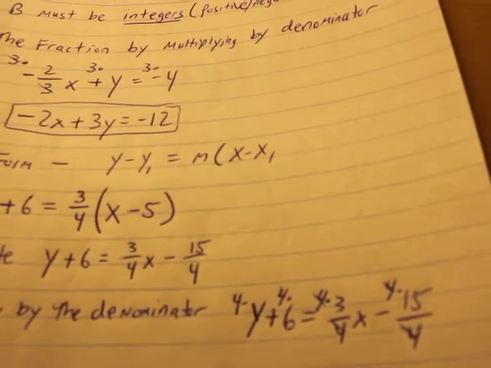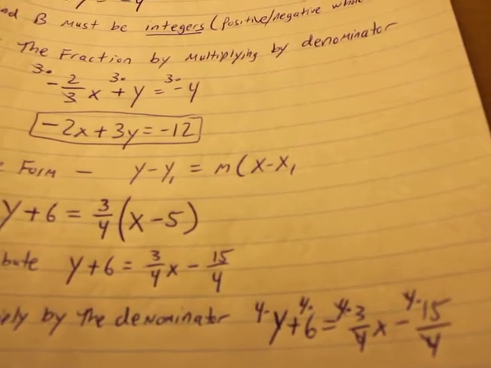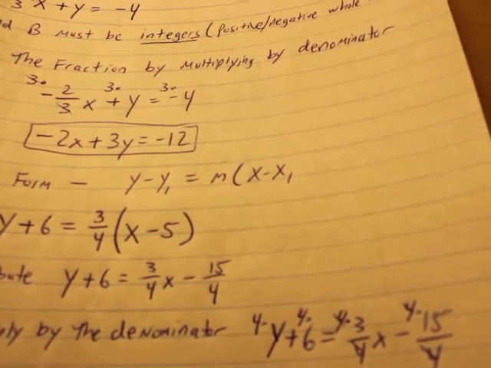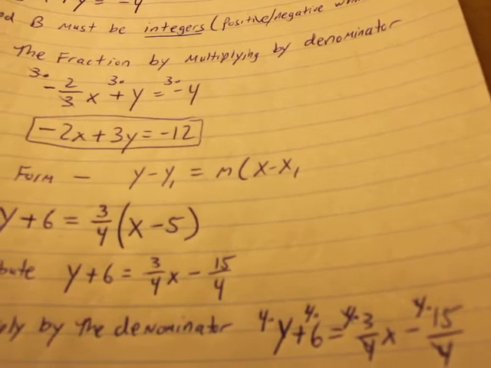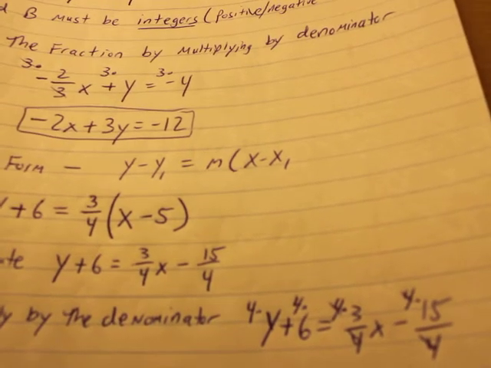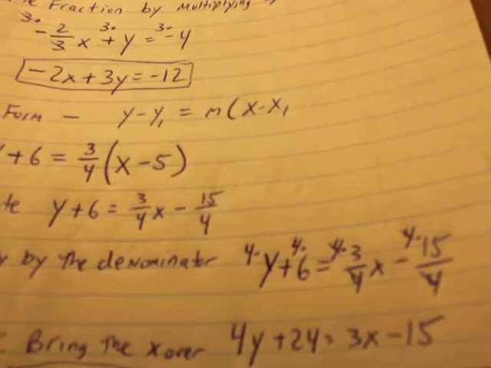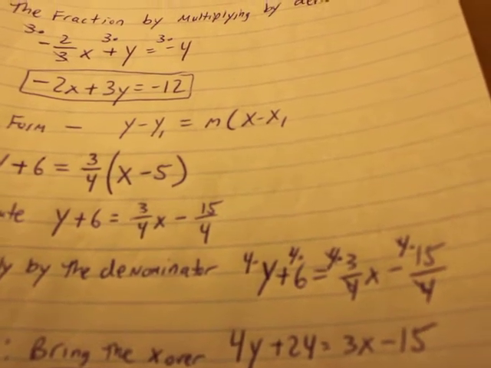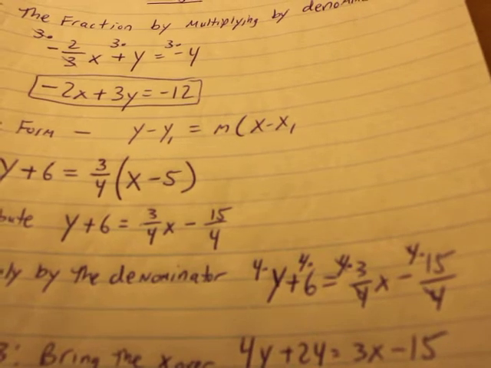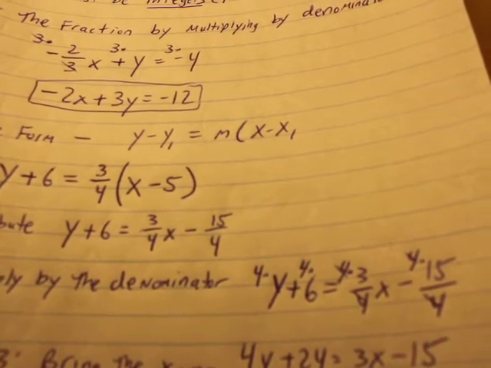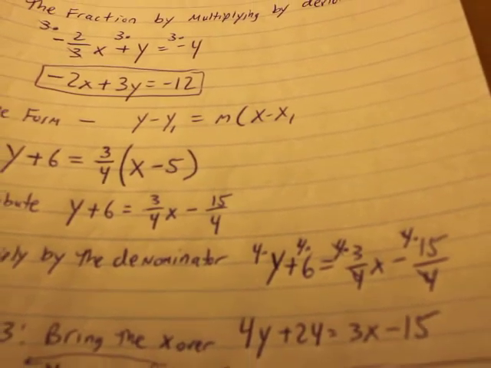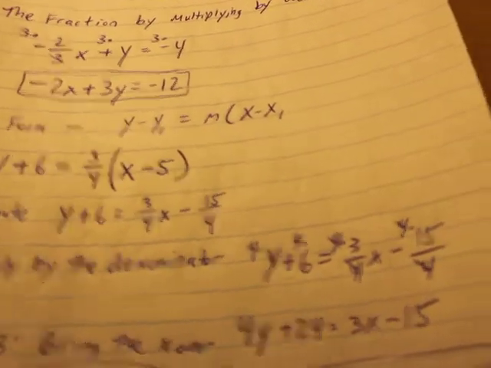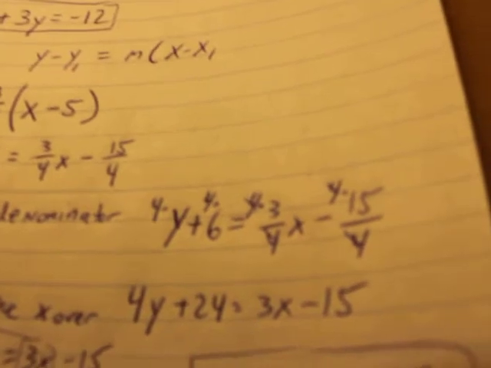4 times y, 4 times 6, 4 times 3/4 x, which cancels the 4's, and 4 times negative 15/4, which cancels the 4's. So what does that leave you with? Well, 4 times y is 4y, 4 times 6 is 24, 4 times 3/4 is 3x, and minus 4 times 15/4 is minus 15, because the whole reason why you're multiplying by 4 is to get rid of the denominator. So now I have this.